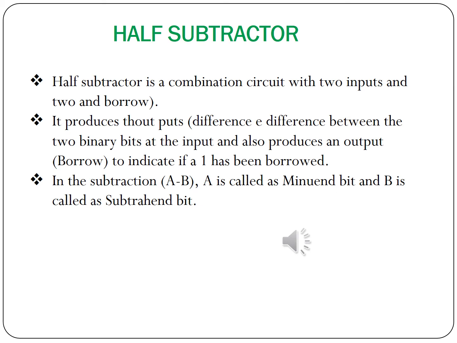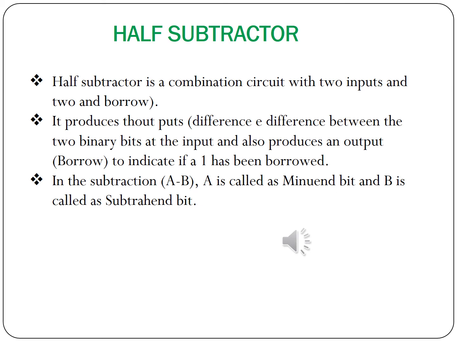So the half subtractor is used for the subtraction of 2 binary bits at a time. It produces the outputs difference and borrow. The difference is between the two binary bits at the input, and it also produces the output borrow to indicate whether a 1 has been borrowed.